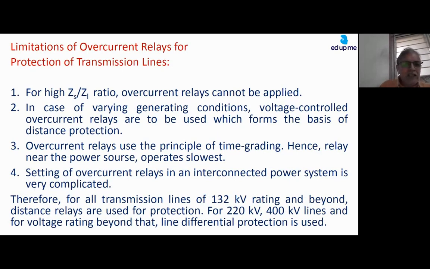Overcurrent relay limitations, I told, but are readily available here. For a high ZS by ZL ratio, overcurrent relays cannot be applied. In case of varying generating conditions, you have to use voltage controlled overcurrent relays and not normal relays, which basically forms the distance protection. Overcurrent relays use the principle of time grading. Therefore, as I told you, the relay near the power source operates slowest, which is a big disadvantage. Setting of overcurrent relays in an interconnected power system is very complicated. That's what I told. And therefore, high voltage transmission lines, EHV transmission lines, use distance protection.